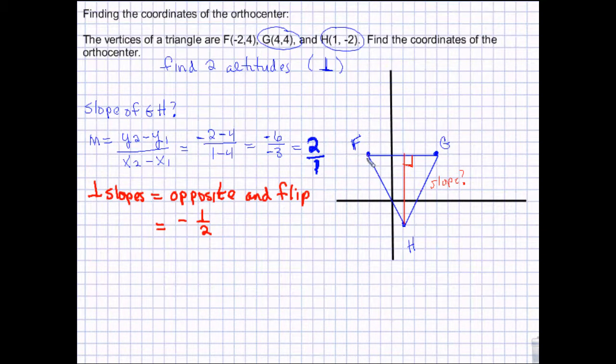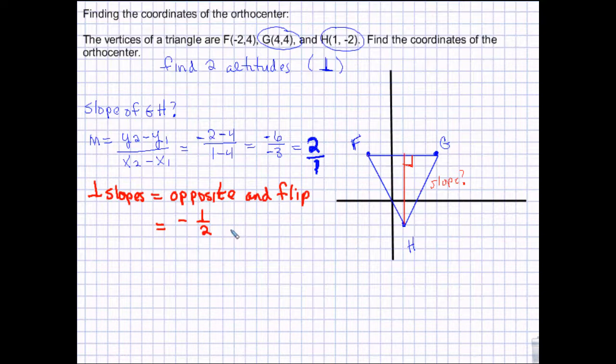So that's what you said, perpendicular. Perpendicular, yeah. Perpendicular slopes are opposite and flipped of each other. And then parallel slopes are exactly the same. So if I was looking for a parallel one, I'd say 2, because it's exactly the same. But perpendicular, you want to make it the opposite sign and flip it over.